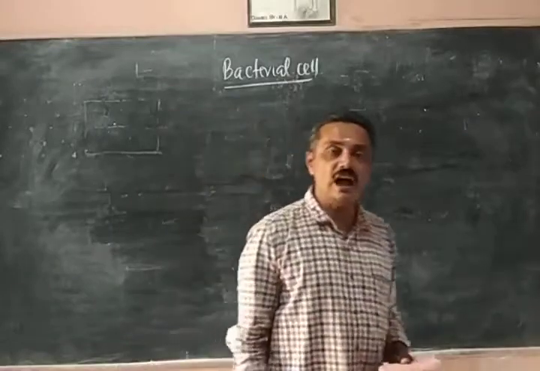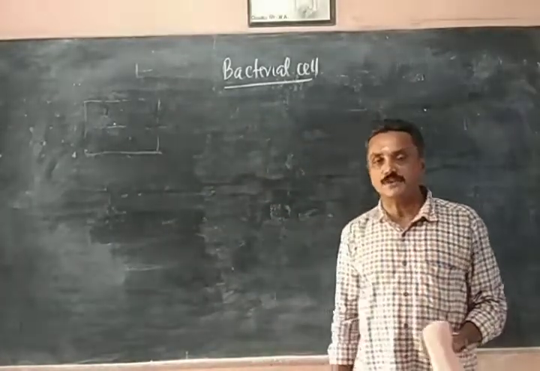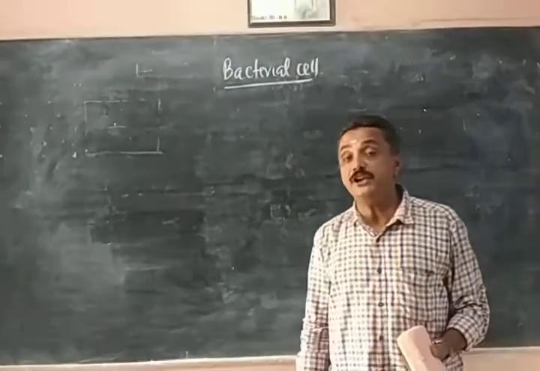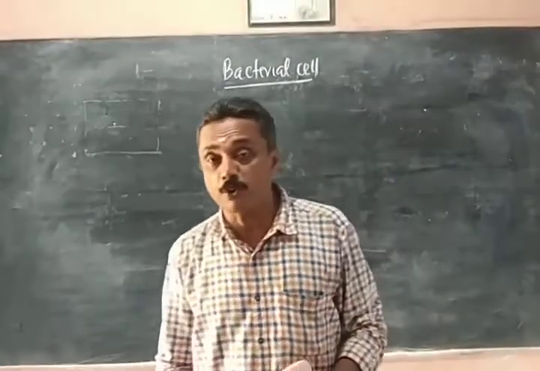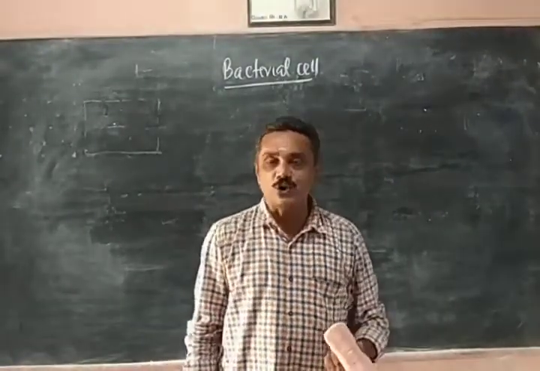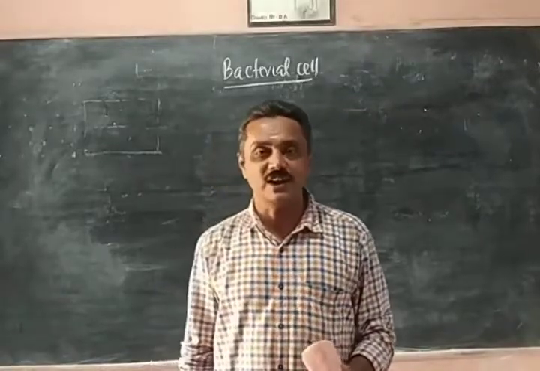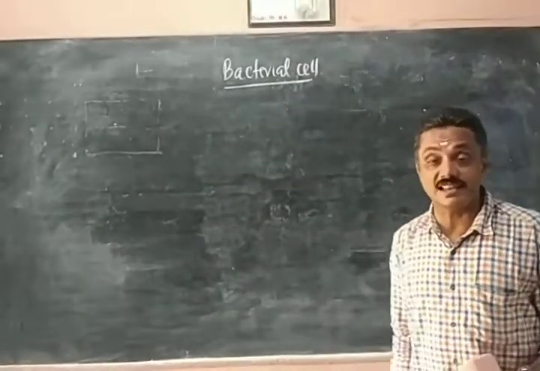First of all, we can see that there are 2 types of cells: prokaryotic cell and eukaryotic cell. What do you mean by prokaryotic cell? Cell without nucleus and membrane bound organelles are called as prokaryotic cell. Bacterial cell is an example.